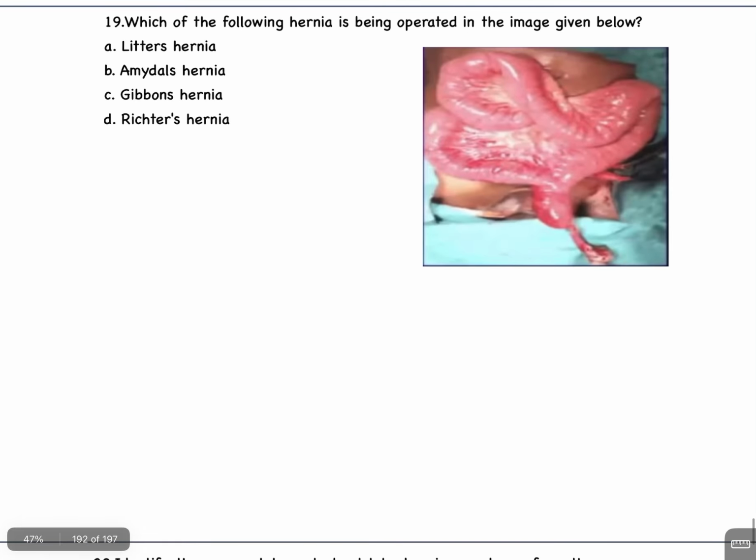Question number 19. Which of the following hernia is being operated in the image given below? A. Littre's hernia. B. Amyand's hernia. C. Gibbon's hernia. D. Richter's hernia. इसका आंसर है A. Littre's hernia.